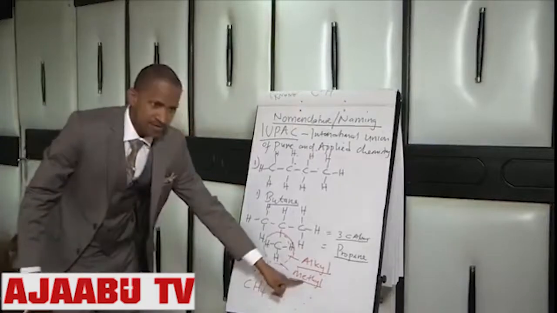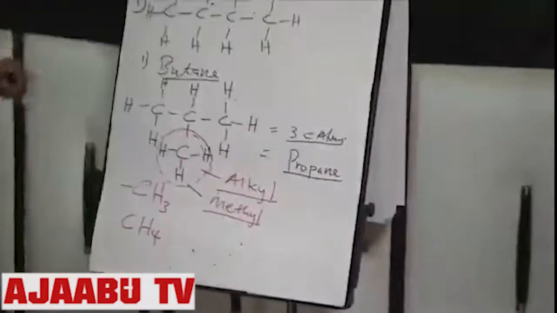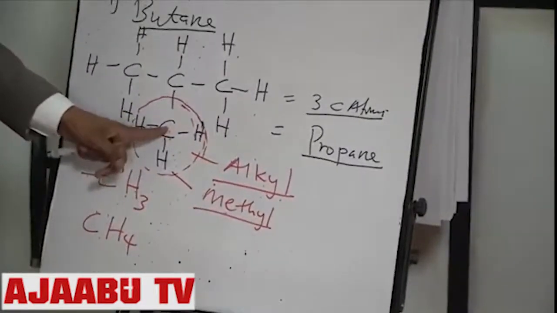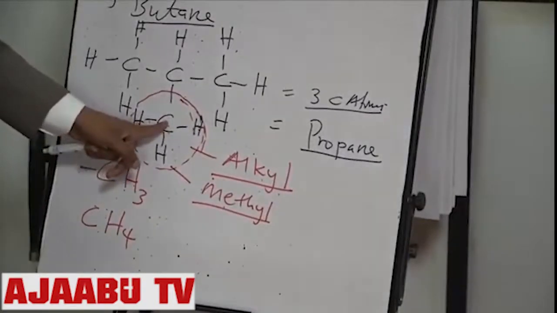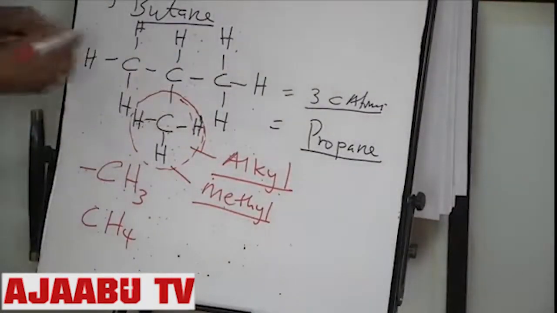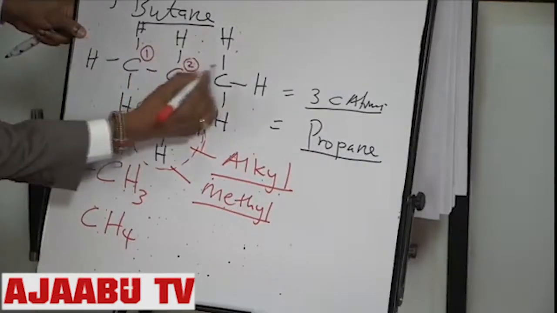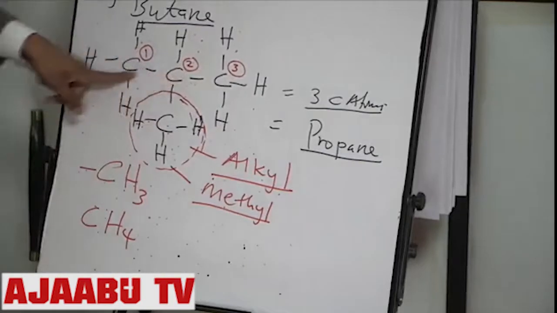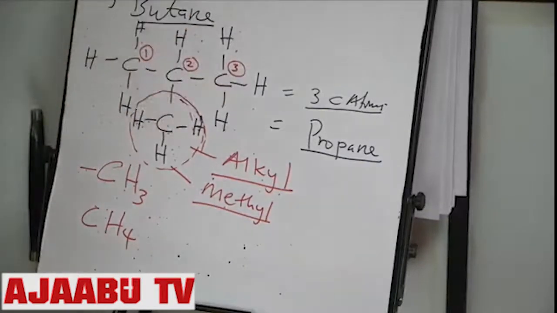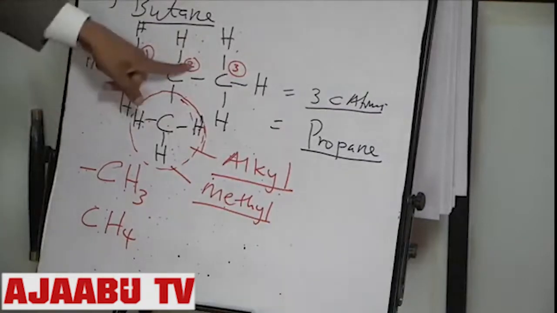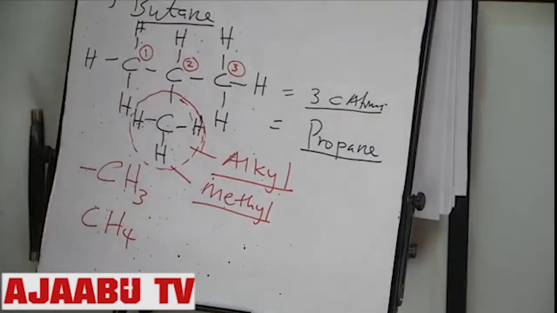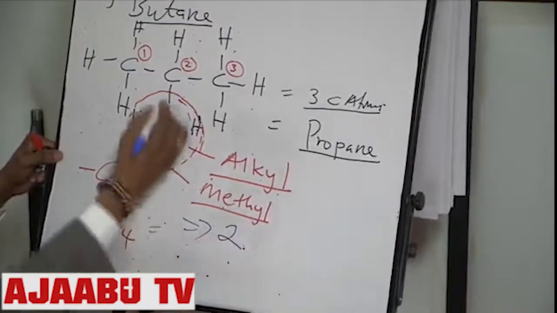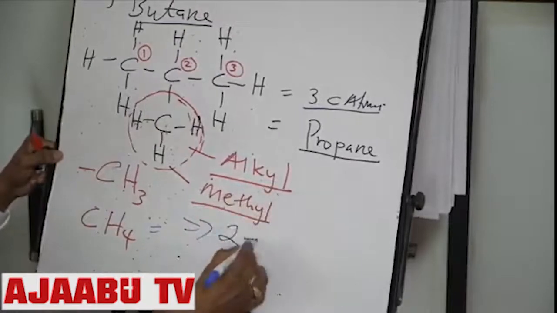Then after identifying the branch, the next thing we will ask ourselves, this branch lies on which carbon atom, on what number of the longest continuous chain? So we have number one, number two, number three. So it lies on the second carbon atom along the continuous chain. So you just combine the names. You start with the numbers, which is two. Then you go to the alkyl group, which is methyl.